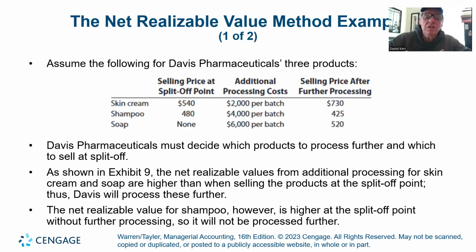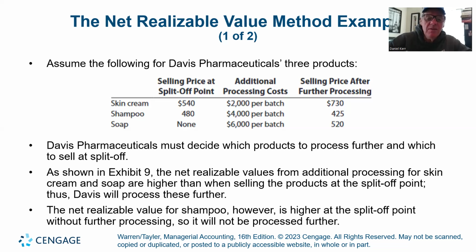So let's see how this works. We've got three products here. We're back to the Davis Pharmaceuticals, and I think we've got this mud from the Dead Sea that we harvest into skin cream, shampoo, and soap. And this is what it costs us, additional processing costs beyond split off. And then here's the selling price after further processing. So notice we've got a selling price at split off, and then a selling price after further processing. And this is what it costs for the additional processing. We want to process it further after split off, right?